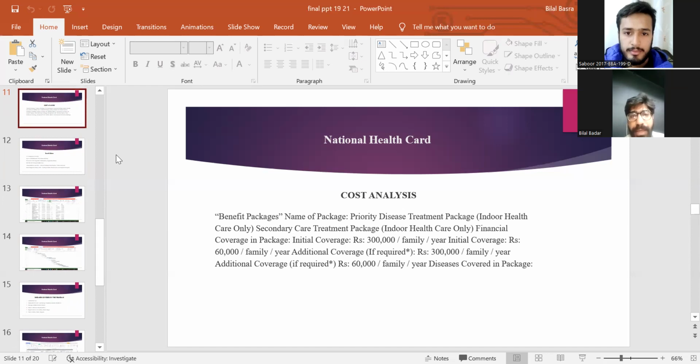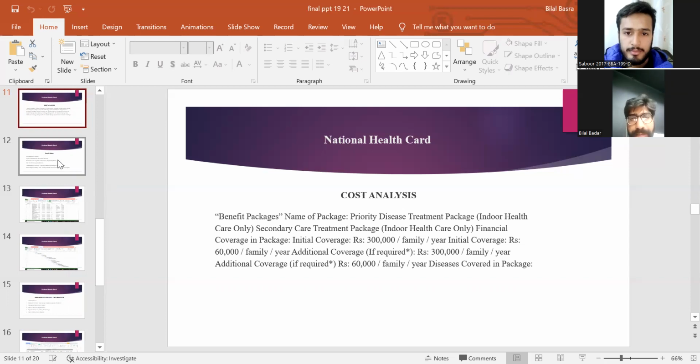We can see that we have listed the initial coverage for about 300,000 families per year. That covers around 60,000 families per year. Additional charges are only posted if required, for about 300,000 families per year. Additional charges would be 60,000 families per year. These are all the diseases covered in this package.